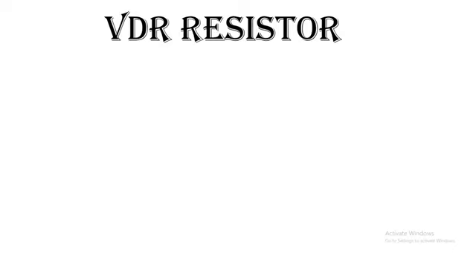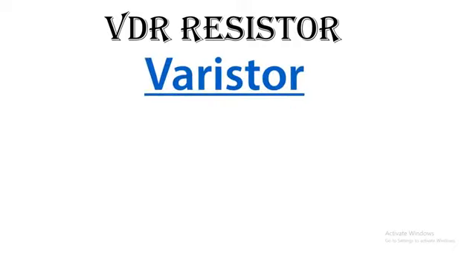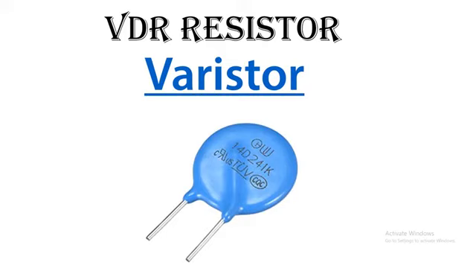VDR stands for voltage dependent resistor. It's looking like this. We are using this resistor in that part of the circuits where there are chances of the voltage going up and down. So then we are using this resistor.